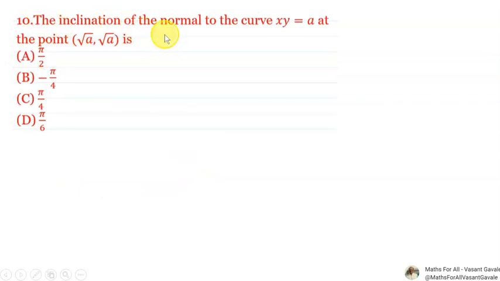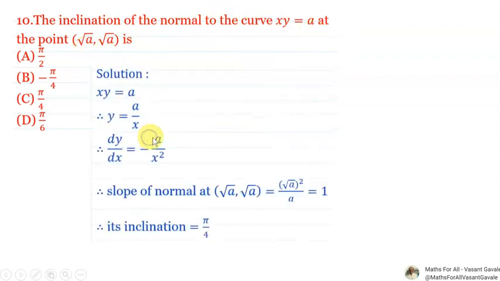The inclination of the normal to the curve xy = a at the point (√a, √a) is. So we have to find the inclination of the normal, meaning the angle theta. xy = a, therefore y = a/x, dy/dx = −a/x². Slope of the normal. Okay, so this dy/dx has come. Then what is the slope of the normal? It is the negative reciprocal of this. Minus and minus will become plus. Okay, so you get x²/a. But what is the x here? x is √a. Therefore, x is replaced by √a.